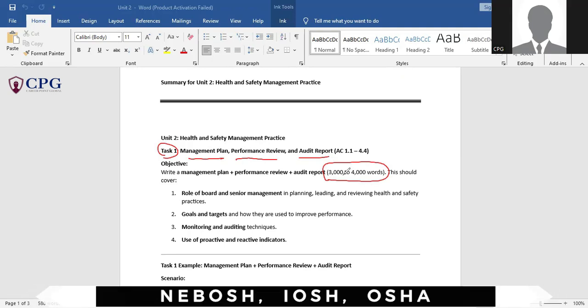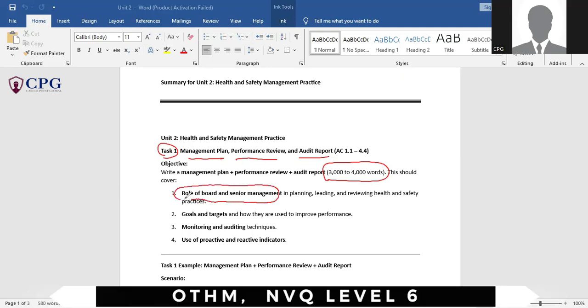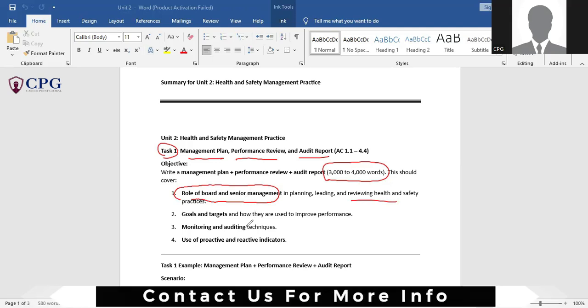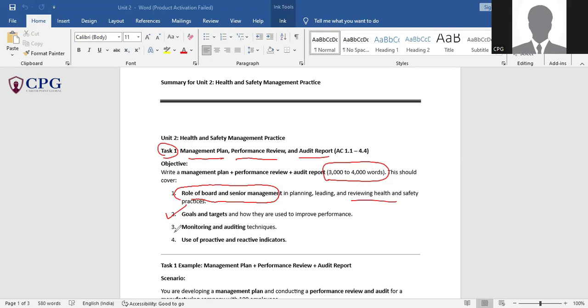So what will you be writing in the management plan? In the management plan, the role of senior or board members: what is their plan? How will they do the management review? How will they practice it? Then what is the management's target? What is the incident ratio? What ratios are they willing to decrease it to? How many accidents have happened? What would be their future plan to reduce accidents?